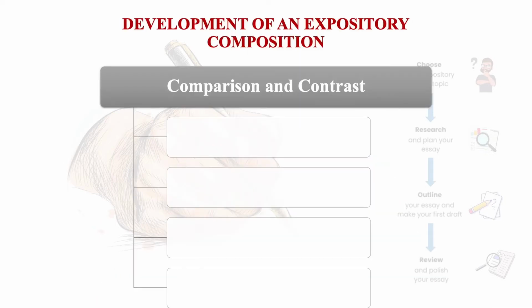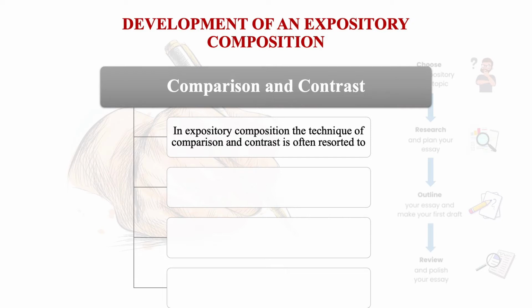So this is the third technique, which is giving reasons in support of a statement for development of expository composition. Now let me move on to the fourth technique, which is used for developing expository composition, which is making use of comparison and contrast. In expository composition, the technique of comparison and contrast is often used when we compare two things. When you compare two things, then you make use of the technique of comparison.